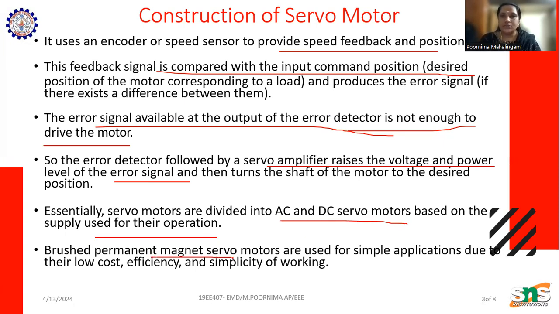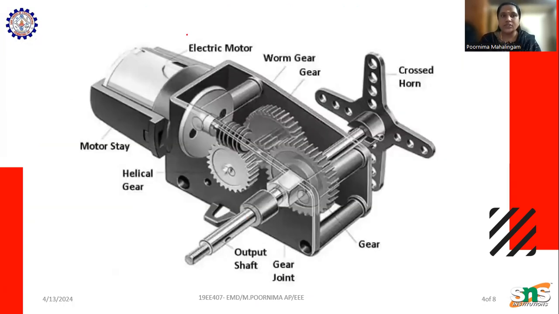Brushless permanent magnet motors are also used for simple applications due to their low cost, efficiency, and simplicity of working. Here we can see the servo motor, the electric motor. We have an electric motor, motor gear, output shaft, and so on. Here we can see the overall view.